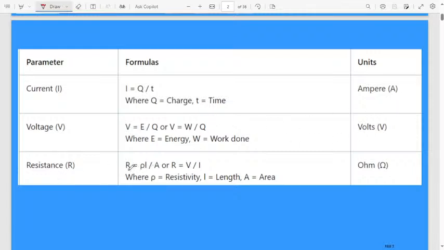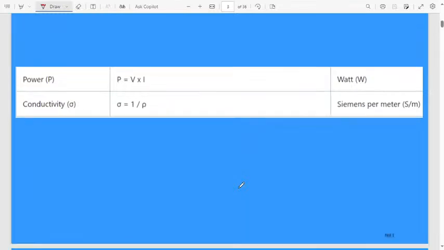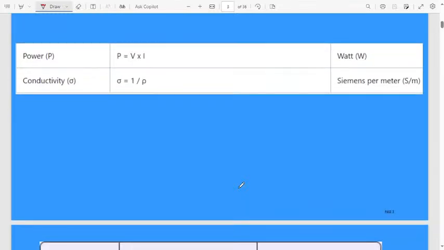Resistance, R is equal to rho L divided by A. Another one, R is equal to V by I. Here rho is resistivity, L means length, A means area of cross section. Then power, what is the formula? Power, P is equal to V into I. Then the SI unit of power is watt.